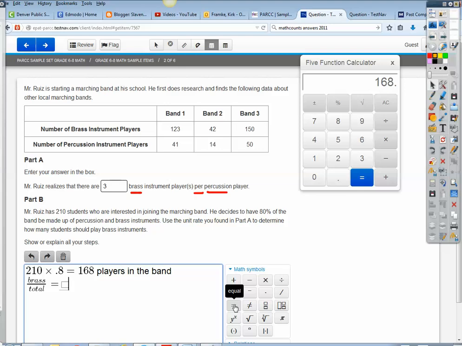well, how many players do I have that are brass? Do I know how many brass players I have? The answer is no, I don't. So I'm just going to put B for brass players. And then, do I know how many total players I have? Well, I have 168 players. All right.